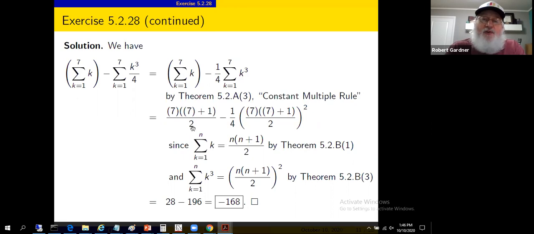7 times 8 over 2, it's 7 times 4 is 28. Oh, here we've got 28 again, same quantity, but it gets squared and divided by 4. It must give 196. When the dust settles, we get negative 168, it looks like. But there's an illustration of using the summation formulas for the powers of k again.